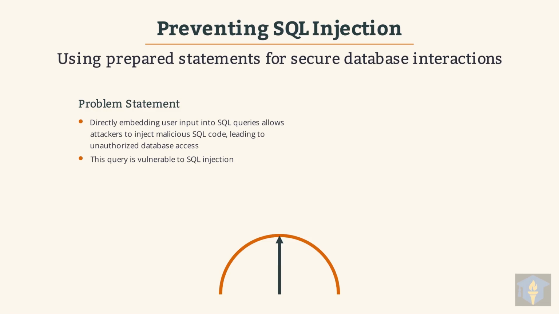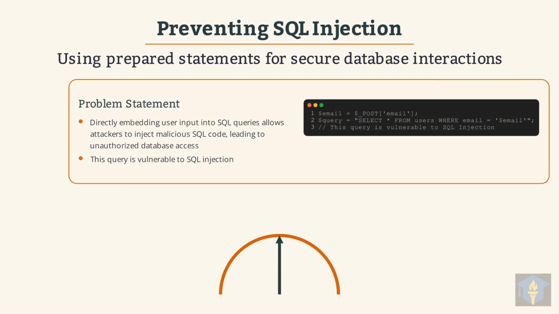Directly embedding user input into SQL queries allows attackers to inject malicious SQL code, leading to unauthorized database access, making this query vulnerable. Here, we see a code snippet where the email variable, directly from user input, is embedded into the query string, creating a classic SQL injection vulnerability.